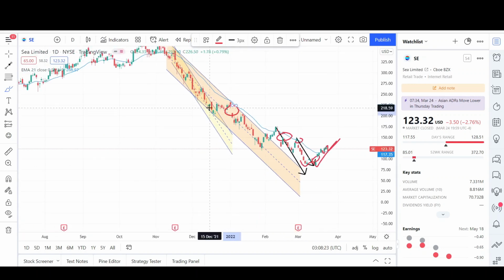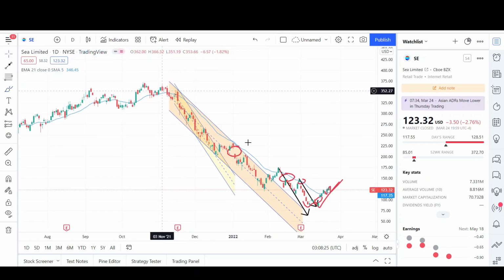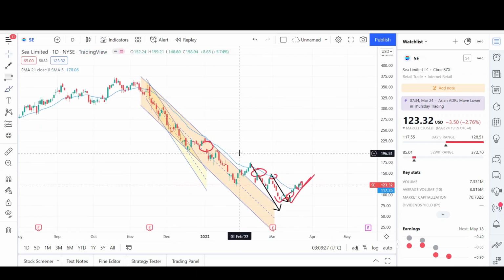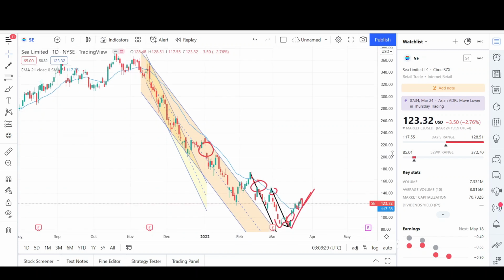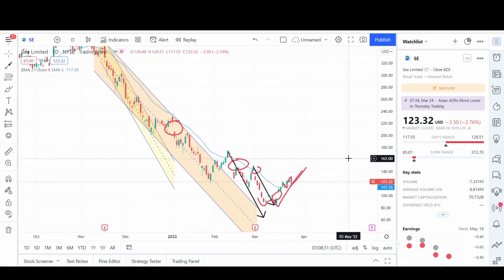Very simple to see that we had a downtrend. We had two downtrends working lower, and it looks like they both played out. It doesn't matter which way you look at it, they both came out with the same result.